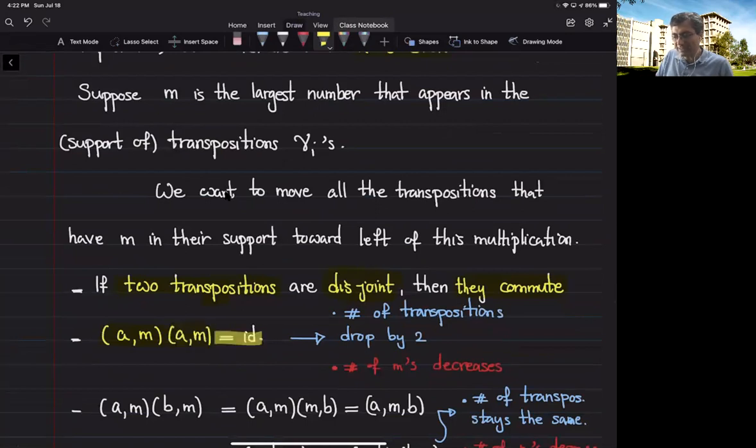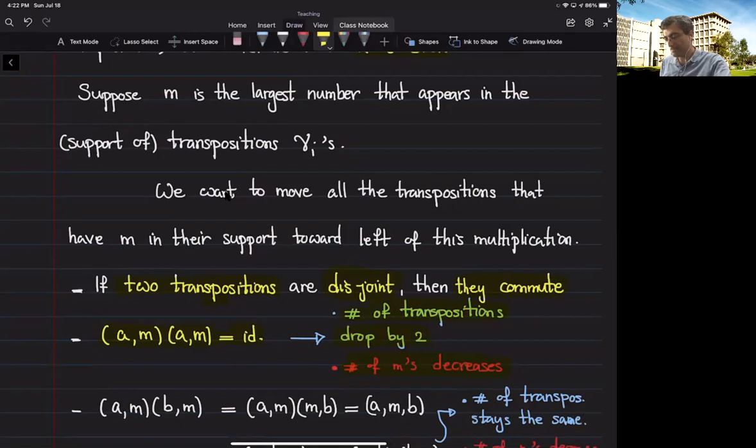So when I cancel them, what am I doing? I'm decreasing the number of transpositions by 2, and the number of appearances of m also decreases by 2. So both the number of appearances of the maximum decreases and the number of transpositions drops by 2, as we promised. And notice that here I'm not adding anything to the elements that appear in their support.